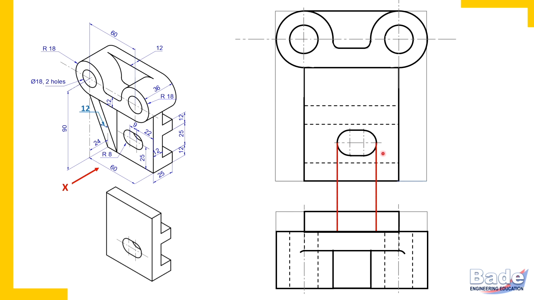Now draw end projectors from the hole. This hole is in this 12 mm thick part only. 12 mm thick part only. So draw corresponding dotted line. So this is how that hole is complete in the top view.